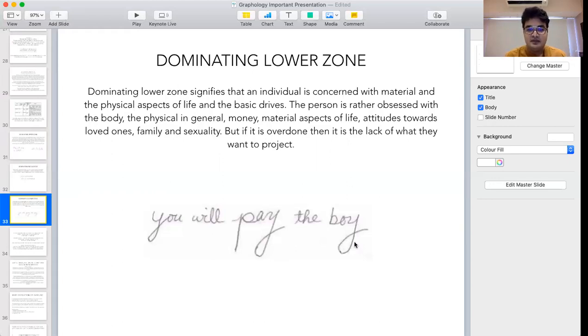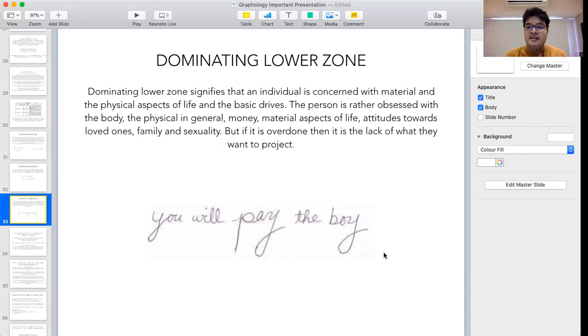If you see the dominating lower zone, very large and elongated Y alphabet over here, the P alphabet over here, this is the dominating lower zone. A person like this is obsessed with sex and money and material aspects of life. They want things which they can touch and feel. That is money. They want all the material aspects, all of the luxury in their life.